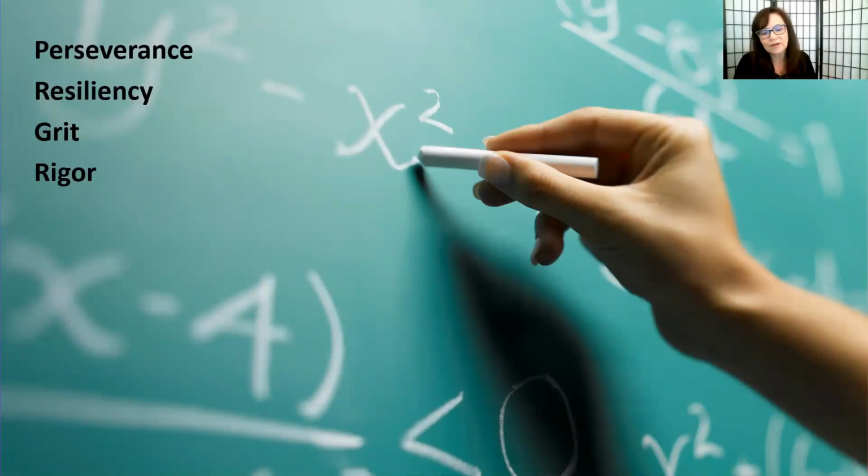So first of all, we hear these terms often, right? Perseverance, resiliency, grit, rigor. This is what we want in the classroom. We want a rigorous classroom. We have to meet outcomes and standards and so on and so forth. But in my observation, I think it gets muddled and sometimes it's not clear what we mean by those terms. How do we get there?